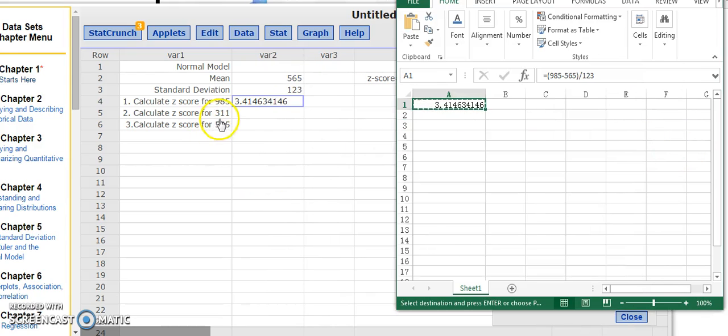And then calculate the z-score for 311. We're going to use the same formula. The z-score equals our numerator, the data value. Now we're looking at 311 minus our mean, which is 565. Now this is our numerator, then divided by the standard deviation, 123. Our z-score is negative now. Let's copy this.